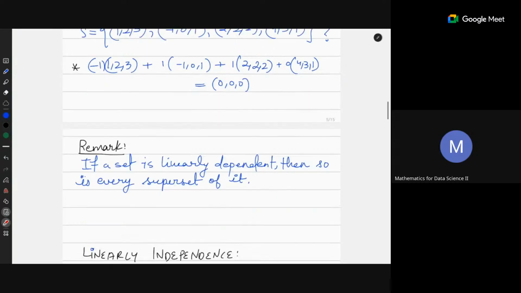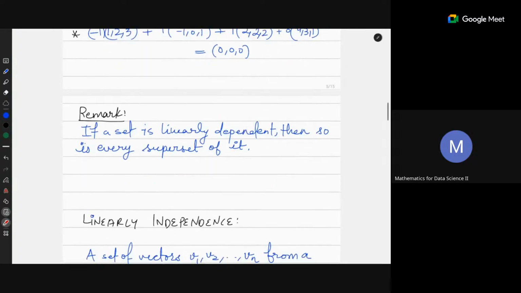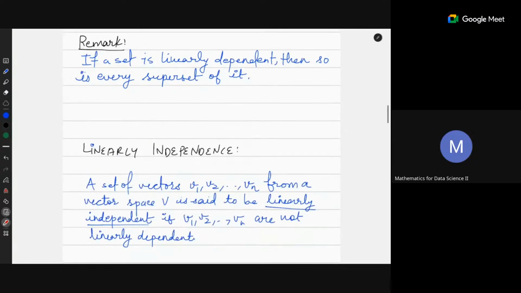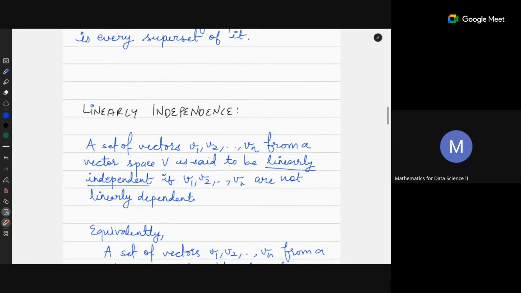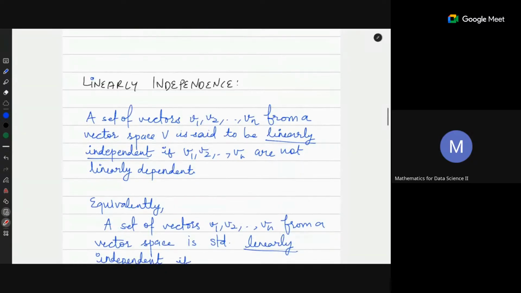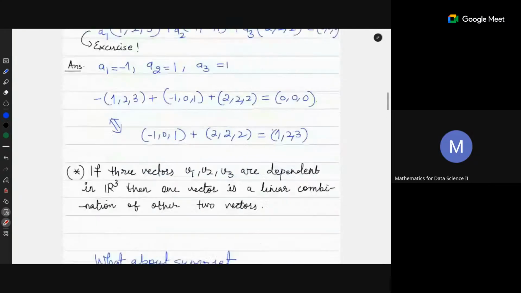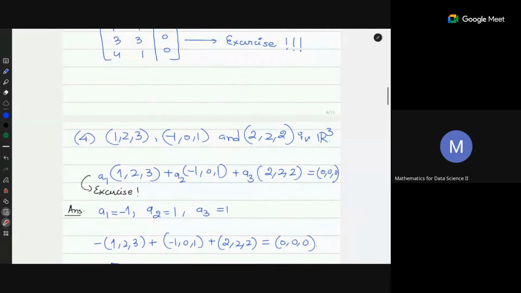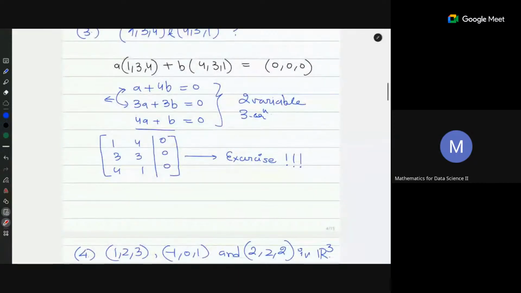So in particular, you can generalize this argument to say that if a set is linearly dependent, then so is every superset. Now, what is linearly independent? If a set of vectors is not dependent, then it is called linearly independent. It is just the negation of dependency. So we noticed over here a few collections of vectors which were not dependent, so those become independent.